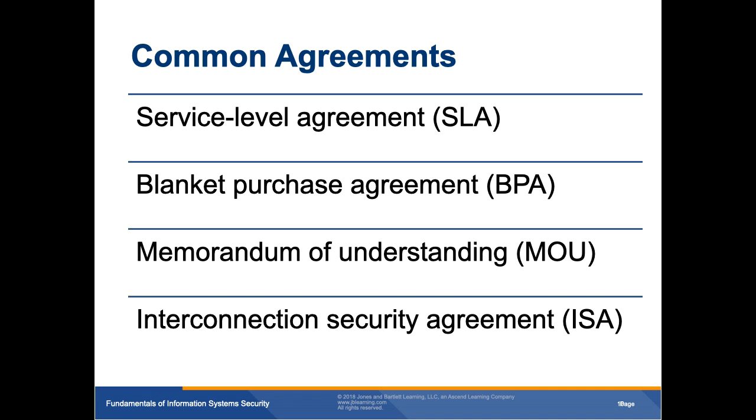Interconnection security agreements, or ISA, often an extension of the MOU. The ISA serves as an agreement that documents the technical requirements of the interconnected assets. This type of document is most often used to specify technical needs and security responsibilities of connected organizations.